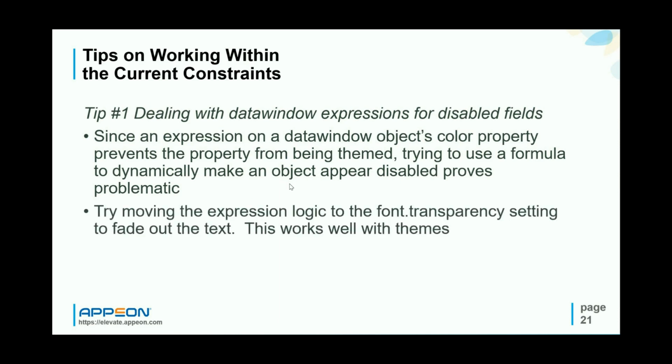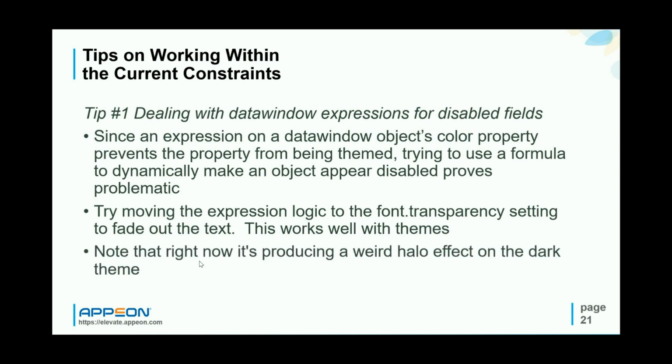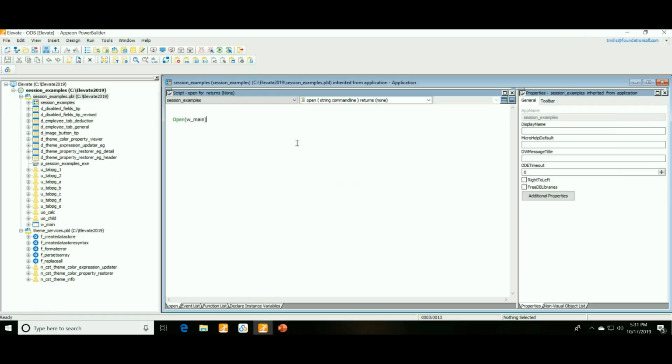So what I found was instead of using the color properties of the object, you can actually use the text transparency setting. And this works well because the transparency setting is not in any way used by the theming logic. So I can show you an example. One thing to note right now is that this is producing a sort of odd halo effect on the dark theme. But we'll take a peek.